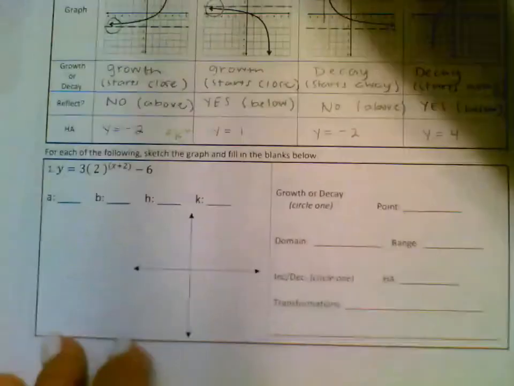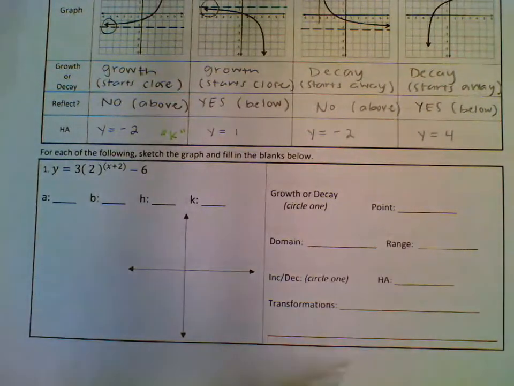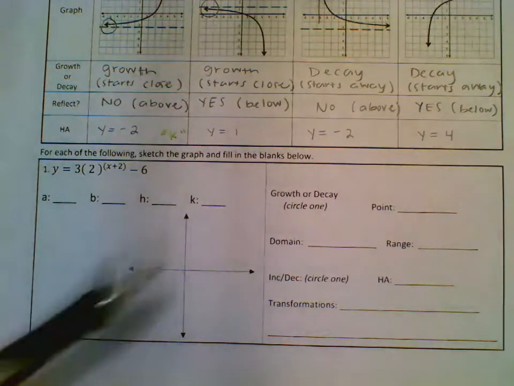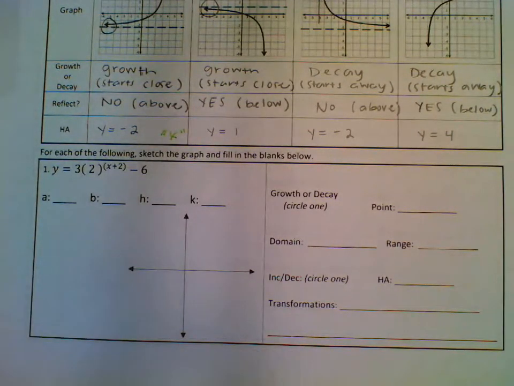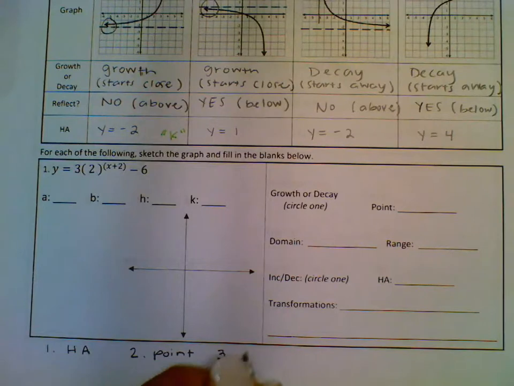The next part, you will actually be drawing the graph yourself and listing the characteristics. So we're going to be drawing the graph and listing the characteristics. Remember, every graph has to have the horizontal asymptote. It has to have 1 point. And you have to correctly draw the shape.